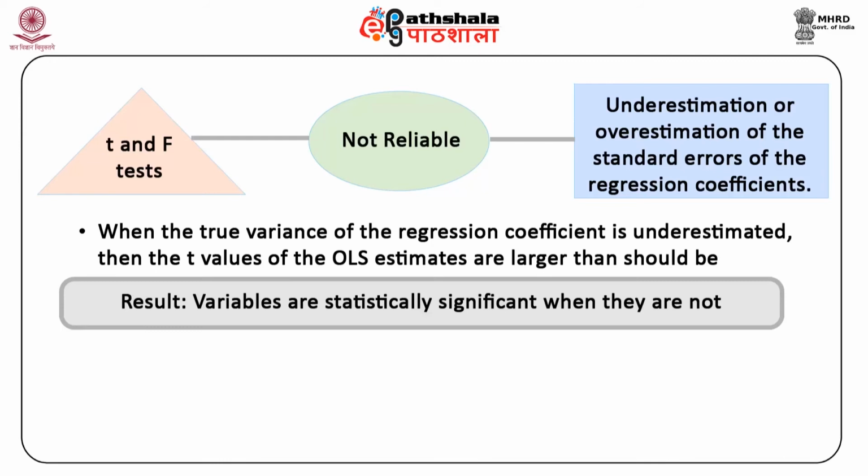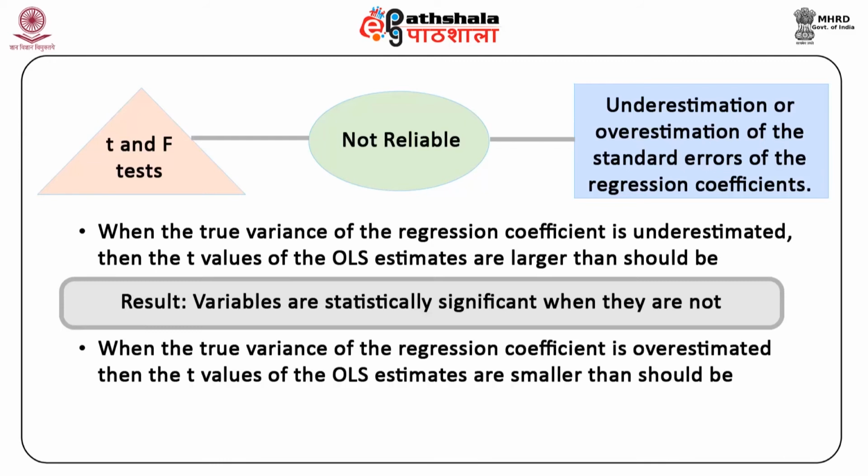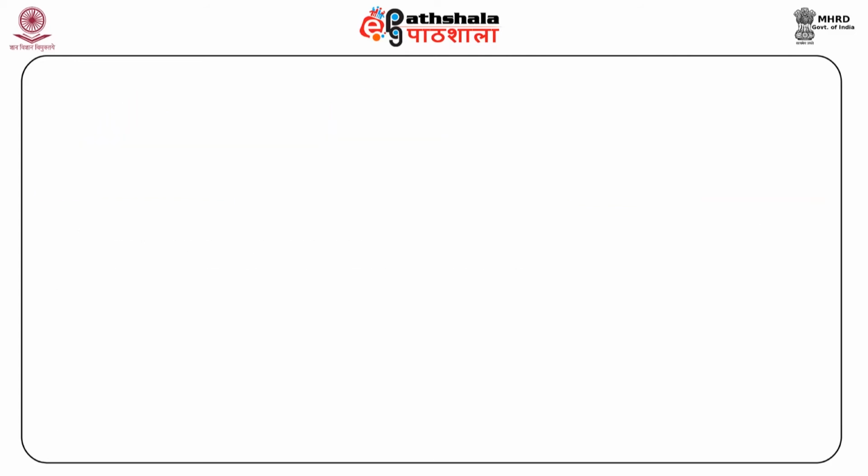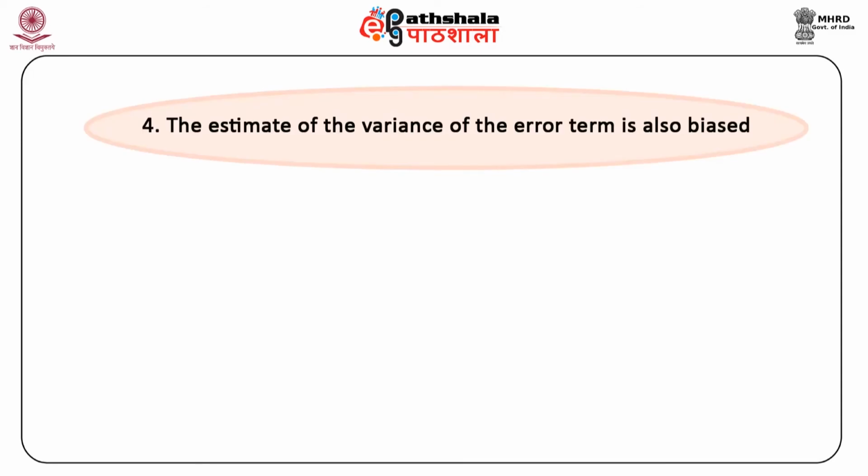On the other hand, when the true variance of the regression coefficient is overestimated, then the t values of the OLS estimates are smaller than they should be. As a result, one might conclude that the variables are statistically not significant when actually they are, and this is our type 2 error. Moving on to the fourth consequence of autocorrelation, which is that the estimate of the variance of the error term is also biased.